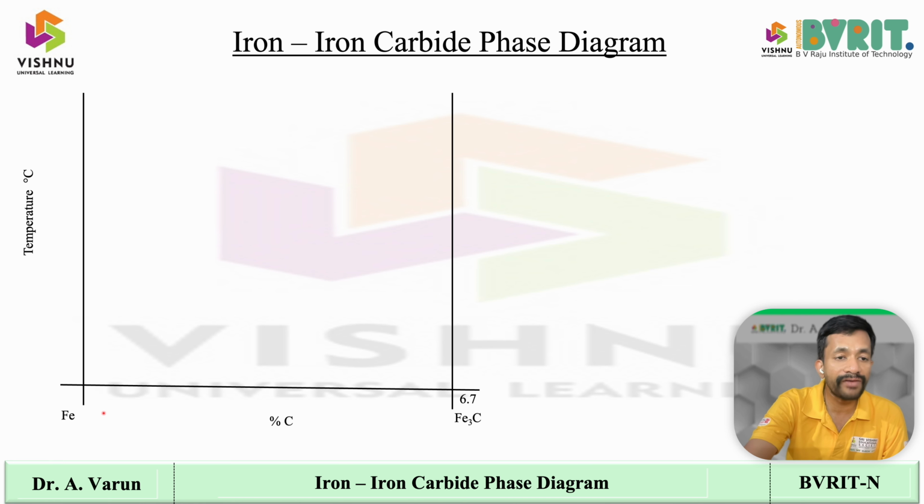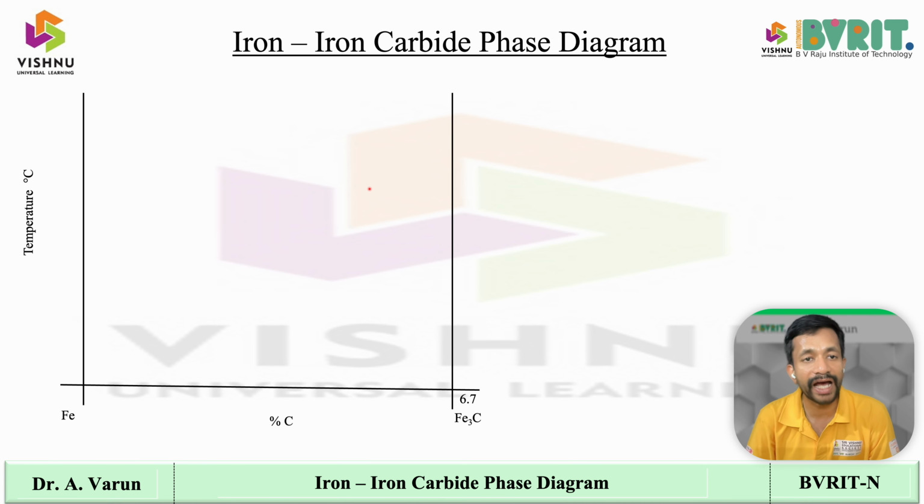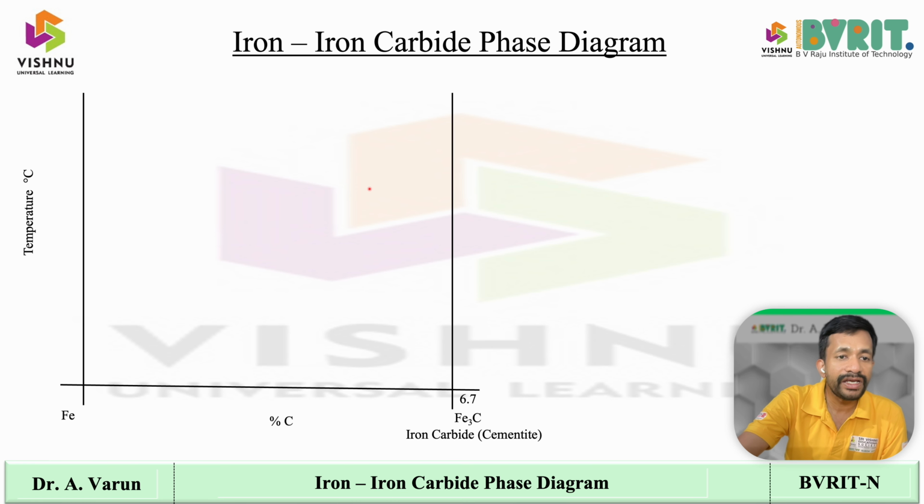So we have a plot between 0 and 6.67 on the x-axis. At this extreme, it is pure iron, and at this extreme, you have iron carbide. That is the reason why this plot is called the iron carbide phase diagram. Next, we are going to plot them. But let me tell you, we have an easy way to remember it. Let us first plot it and then try to remember.